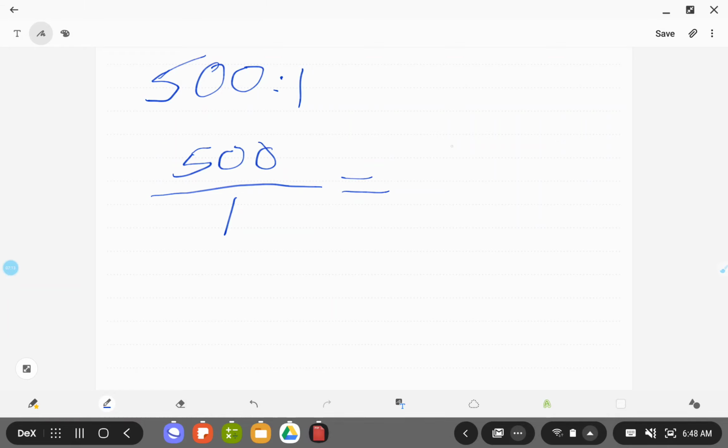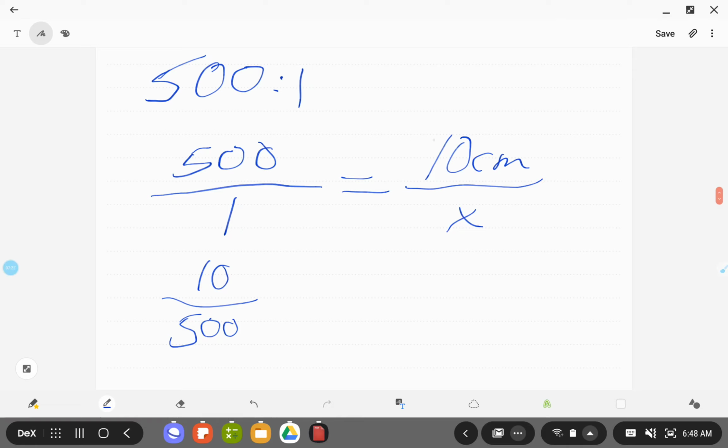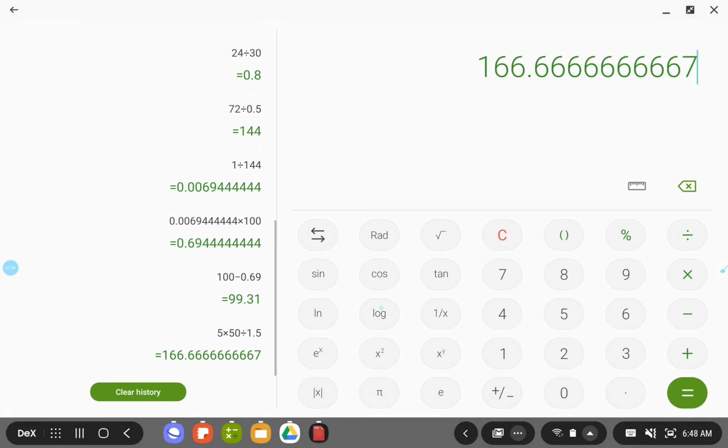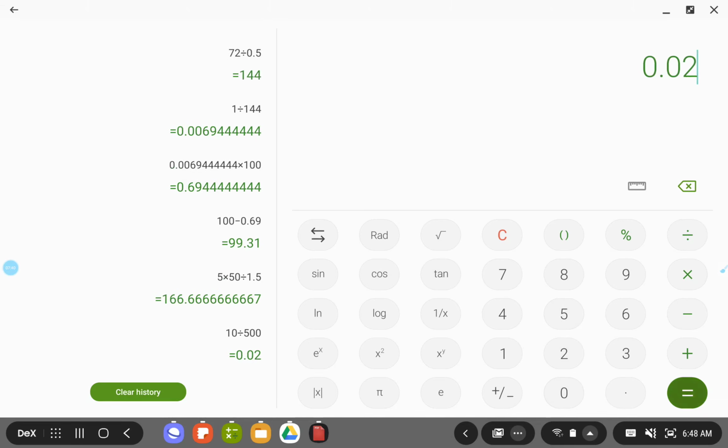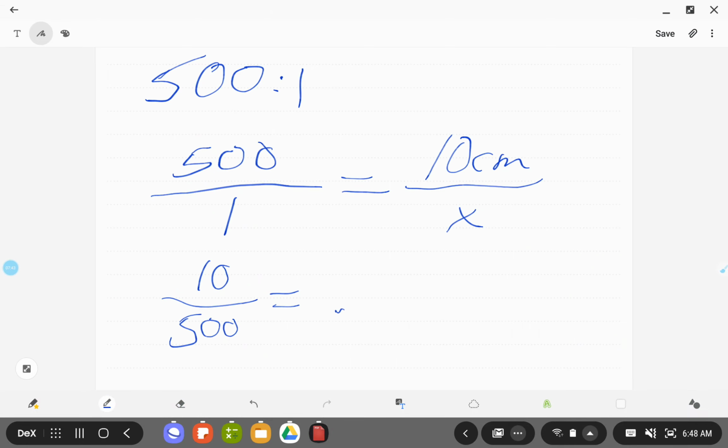So if you measure something, and it looks like it's 10 centimeters when you measure it, well then in real life, it's going to turn out to be 10 divided by 500. Because 10 times 1 is 10, divided by the 500, and that's how big it would actually be. Let's see here, what is that? 10 divided by 500 would give you 0.02. So now you know it's 0.02 centimeters, right? That's kind of the math behind the ratios and the math behind scaling. It's not complicated stuff. You're just using proportions the way you have been.